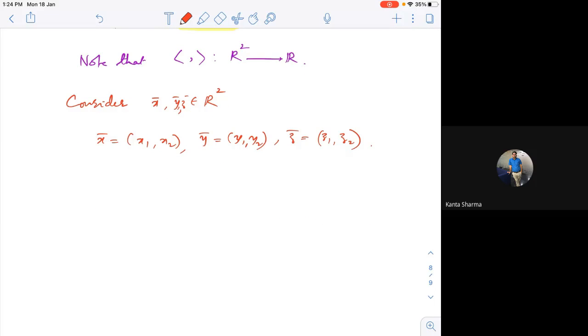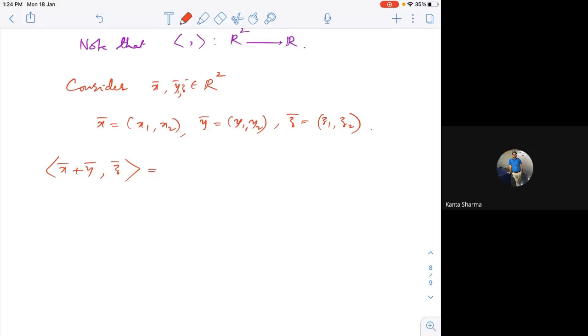We shall see the first one. How much is x bar plus y bar comma z bar? We shall try to look at this inner product. I'm trying to verify the first property here. What is x bar, y bar? It is x1 x2 plus y1 y2 comma z1 z2. It's an inner product.